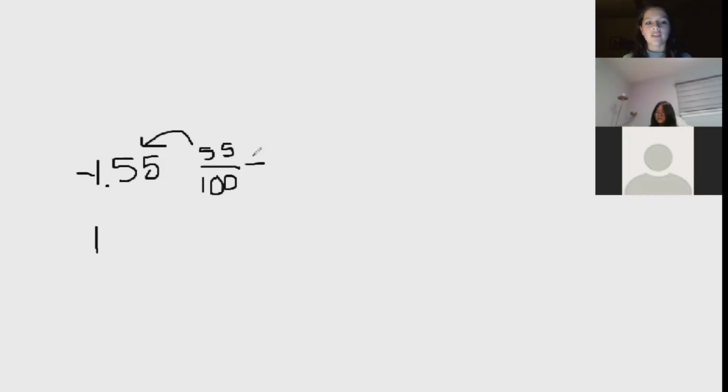So what can you divide it by? 5. So 55 divided by 5 is 11. And then 100 divided by 5, it's 11 over 20. So that's all you can simplify it. Okay, so now what you have is 1 and 11 over 20.